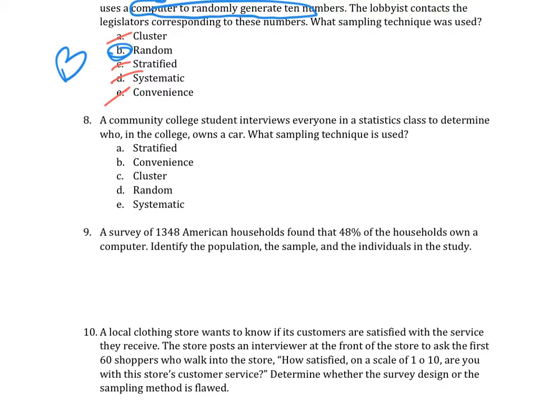Number 8, a community college student interviews everyone in a statistics class to determine who in the college owns a car. What sampling technique is used? Here we want to know about everybody in the college, but this student is only asking people in just one statistics class. One class is not going to be a good representation of the entire college. He's being lazy in who he asks, which would make this a convenience sample, which would be letter B.